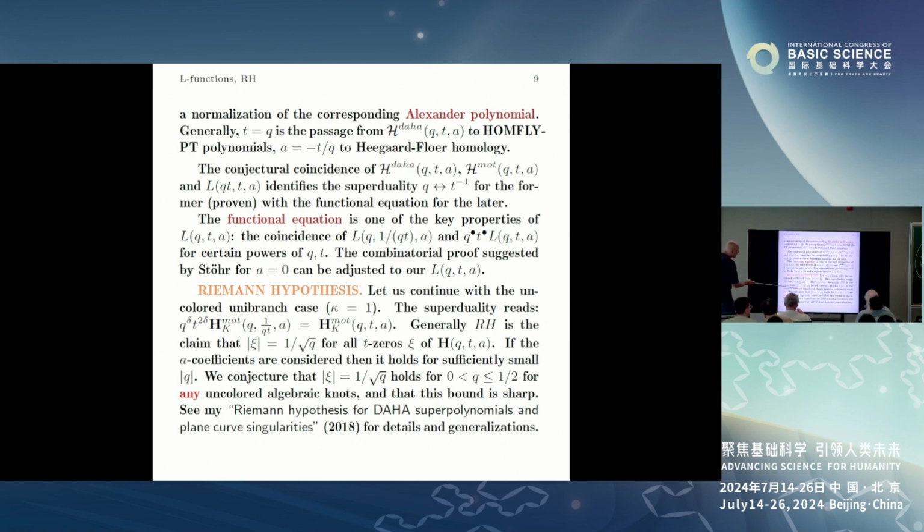Then a question, is it true that the absolute value of any zero is always 1 divided by the square root of Q? They belong to the unit circle here. The answer is yes, it is true. I proved it recently for sufficiently small Q, but I proved it only when A is 0. The conjecture is that it is true for any A coefficients. So yes, it is true that for sufficiently small Q, all zeros belong to the unit circle in some non-trivial way, but the strong version of this conjecture is that the bound for any algebraic knots is 1 divided by 2. So this is exactly the story about the Riemann hypothesis here.